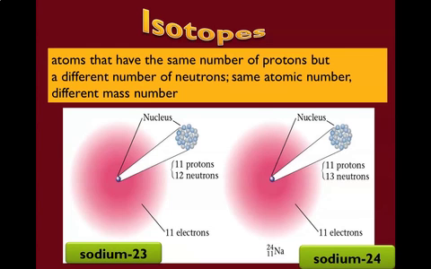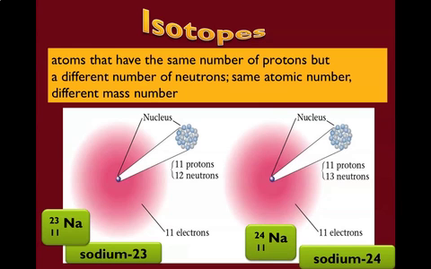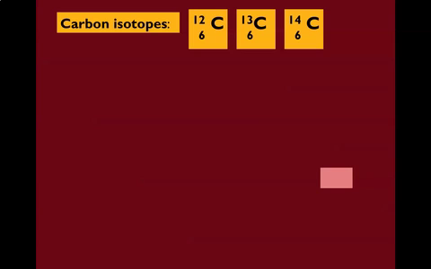And if you also remember from our atomic structure unit, when we write these symbols, we put the mass number little up above and then the atomic number little down below. So we have 23 over 11 on the left, and that's Na. And then the isotope on the right is 24 over 11. Some more examples of isotopes.